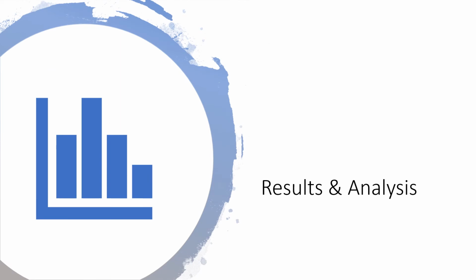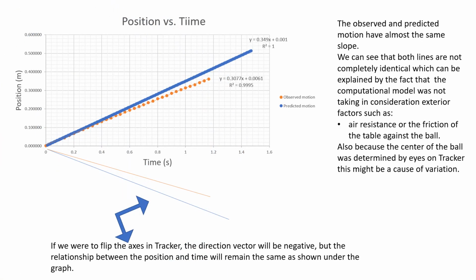Results and analysis. We generated a graph with both motions, and we can notice how close their slopes are. However, the observed motion slowed down in time. This could be explained by the air resistance or the friction against the table, which didn't allow the velocity to be constant.